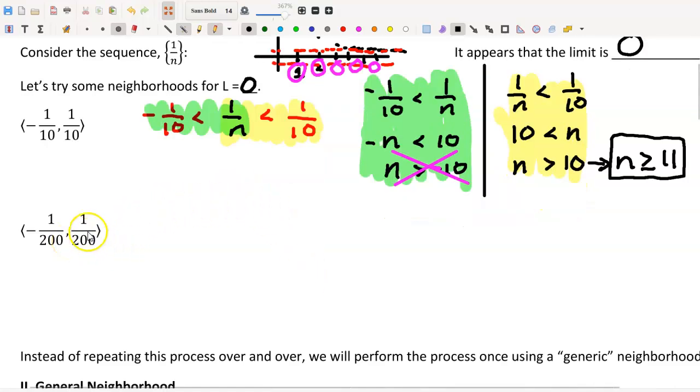But if we start decreasing how far we want to be from the limit, like instead of 1/10, go something much smaller, 1/200th, that's a much smaller window, so it takes longer to get there. So you could rework this whole thing and do the same thing over again. All right, solve this.